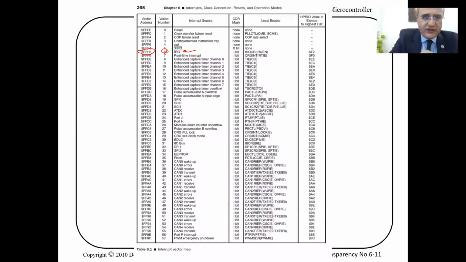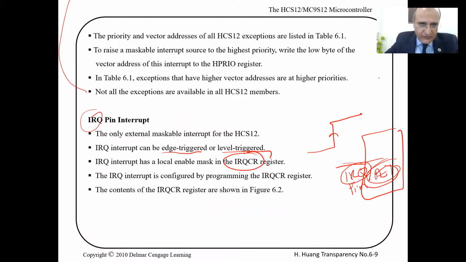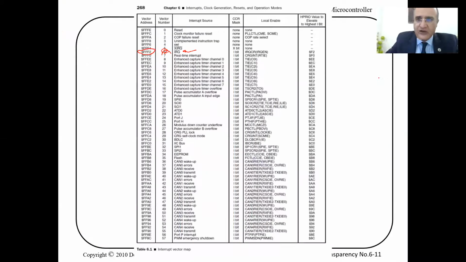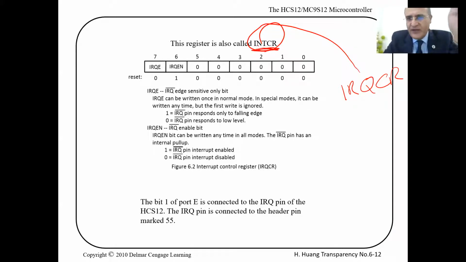We're going to look at it here. So it is interrupt number 6, and this register is the IRQ control register, IRQ-CR. It is also named Interrupt Control Register. In our CodeWarrior, it recognizes this name. Of course, if you want to change it, you go to the header file and give it a different name. It's up to you.